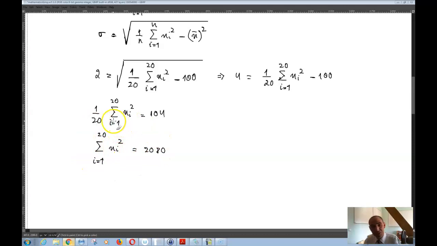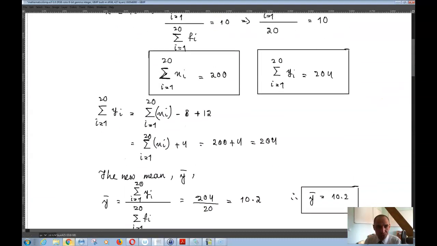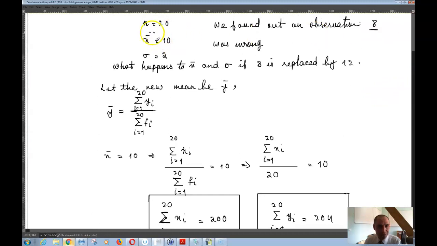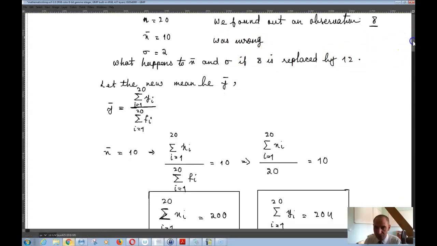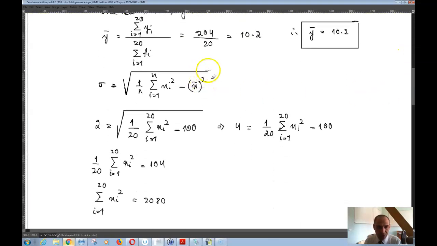Now if I want to calculate the standard deviation related to the data when we take this 8 out and instead use a 12 in our observations, then of course I can still use this same formula. But then I need to use the correct x bar and the correct sum of x of i squared. Otherwise I wouldn't get the right answer, of course.